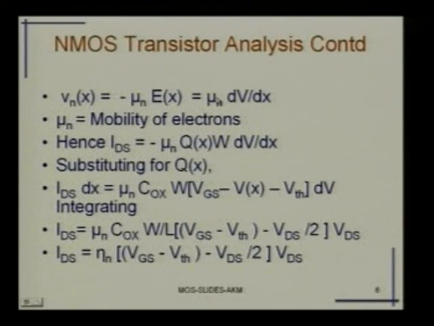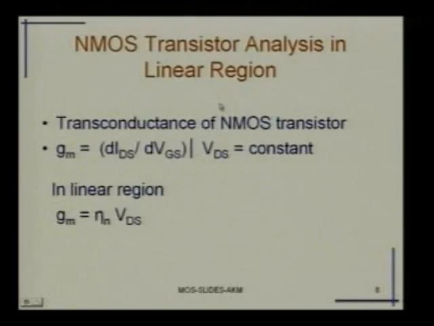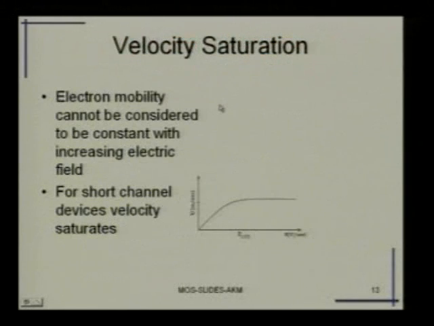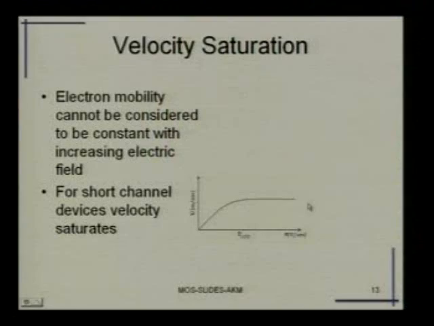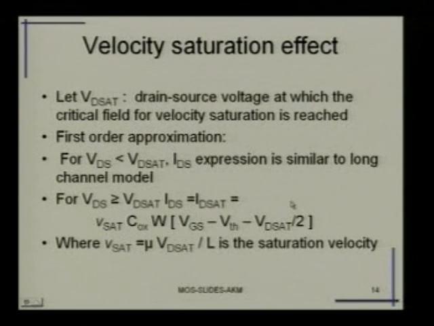Now, in a physical device, the electron velocity cannot go on increasing as you make the electric field very, very high. What really happens is that as the electric field increases, at a point of time the electron velocity will be constant, it will not increase. This is called the velocity saturation, and this in turn also has an effect on the entire analysis that we have done.